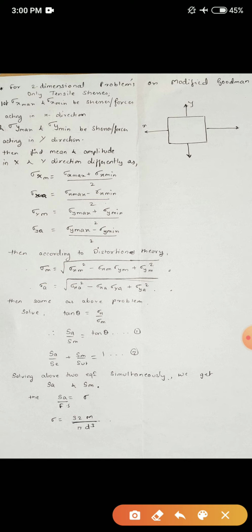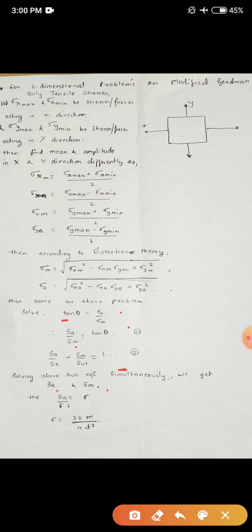Now the sum is the same as the previous one. For this we solve tan theta equals sigma a upon sigma m. We have both the values, therefore we get the value of tan theta. We know tan theta is also equal to SA upon SM. Therefore SA is equal to what? Tan theta into SM. Putting this value of SA in equation number 2, we get only SM as the unknown. Therefore we can solve the equation and find SA and SM respectively.